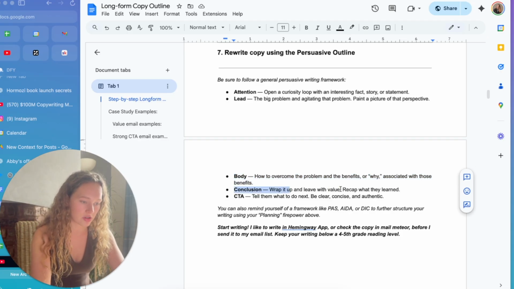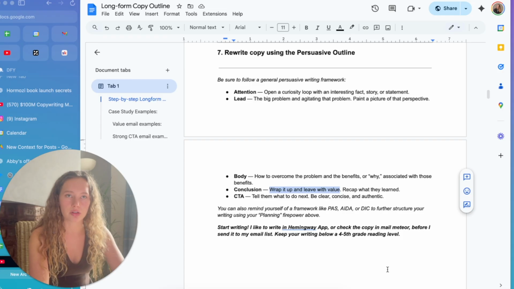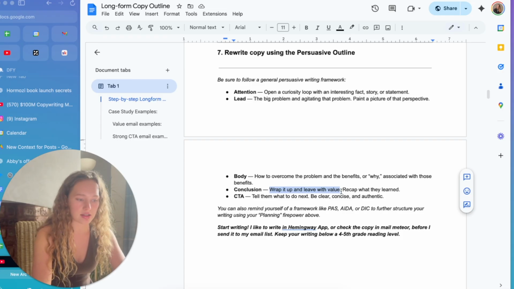All right, so then in conclusion, wrap it up and leave with value. That's where I would summarize what he did. I would say the biggest turning point for Ben wasn't that he had to go learn a new skill. It was just that he had to have confidence in his ability to teach.